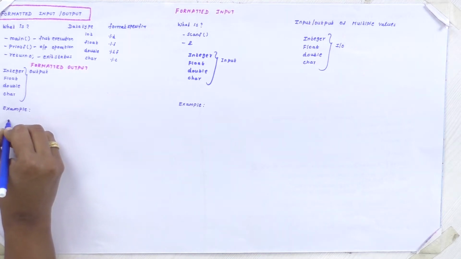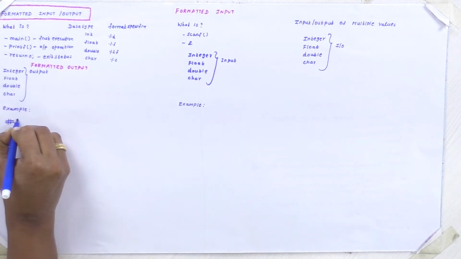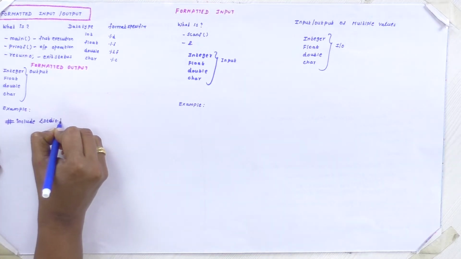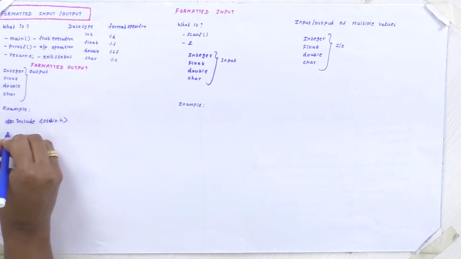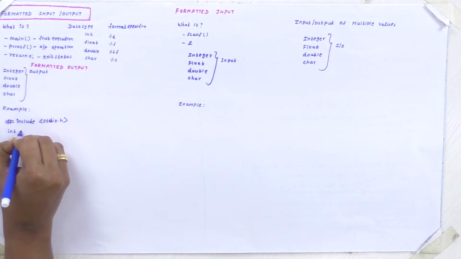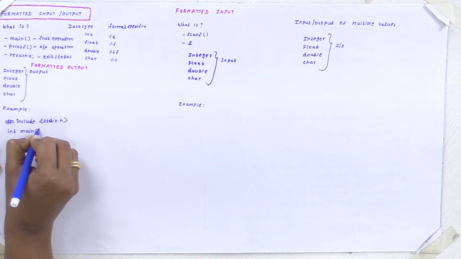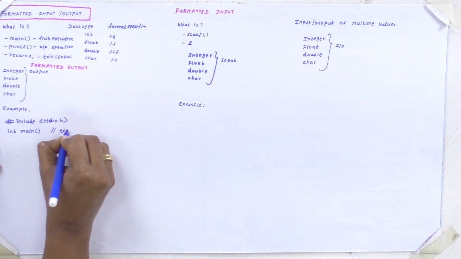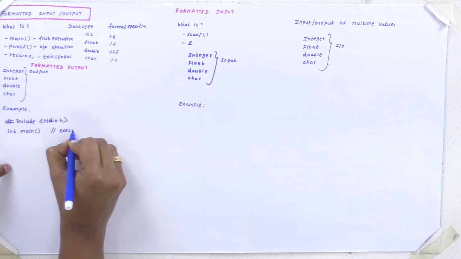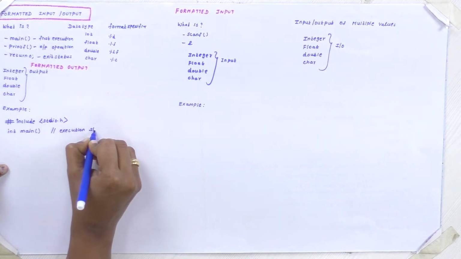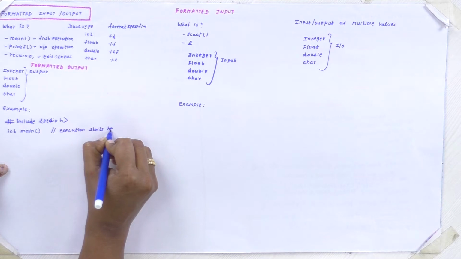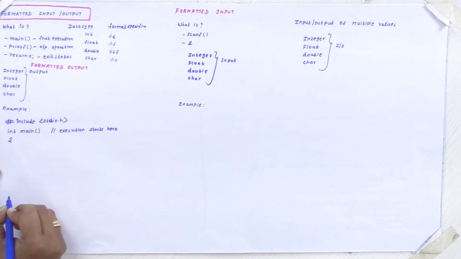First we have to use the library file #include <stdio.h>, and next one is the main function. So this is the main function. Execution starts here. So this line refers to the command line. Execution starts here. So this is the block of the main function.